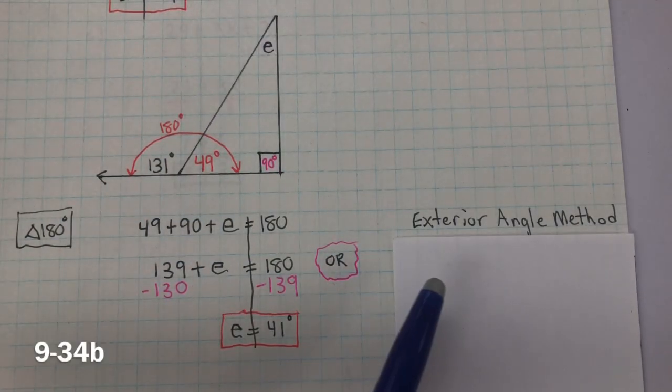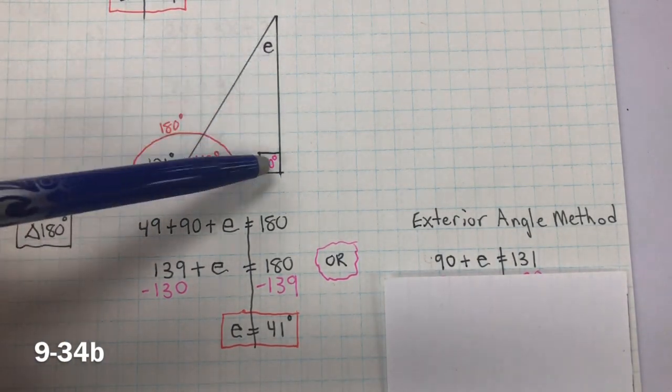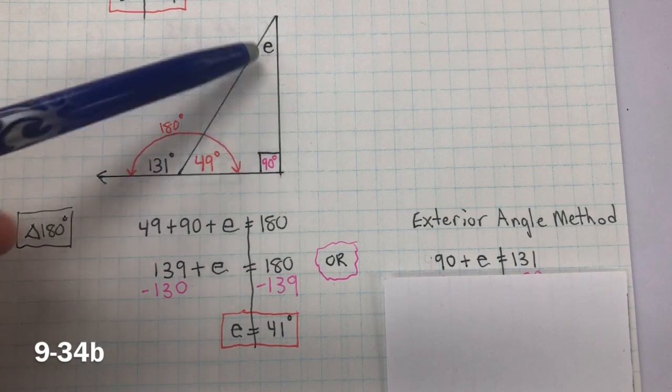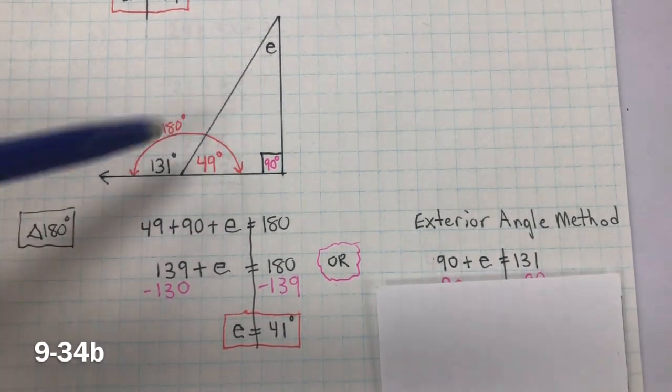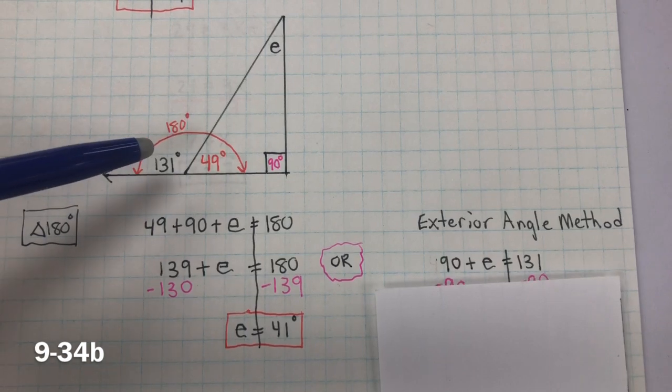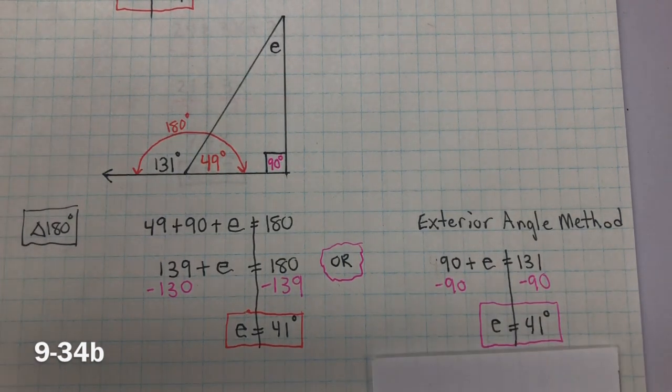Using the exterior angle method, we know that the sum of the two remote interior angles equals the exterior angle. So 90 plus E equals 131. Subtract 90 from both sides, and we get E equals 41.